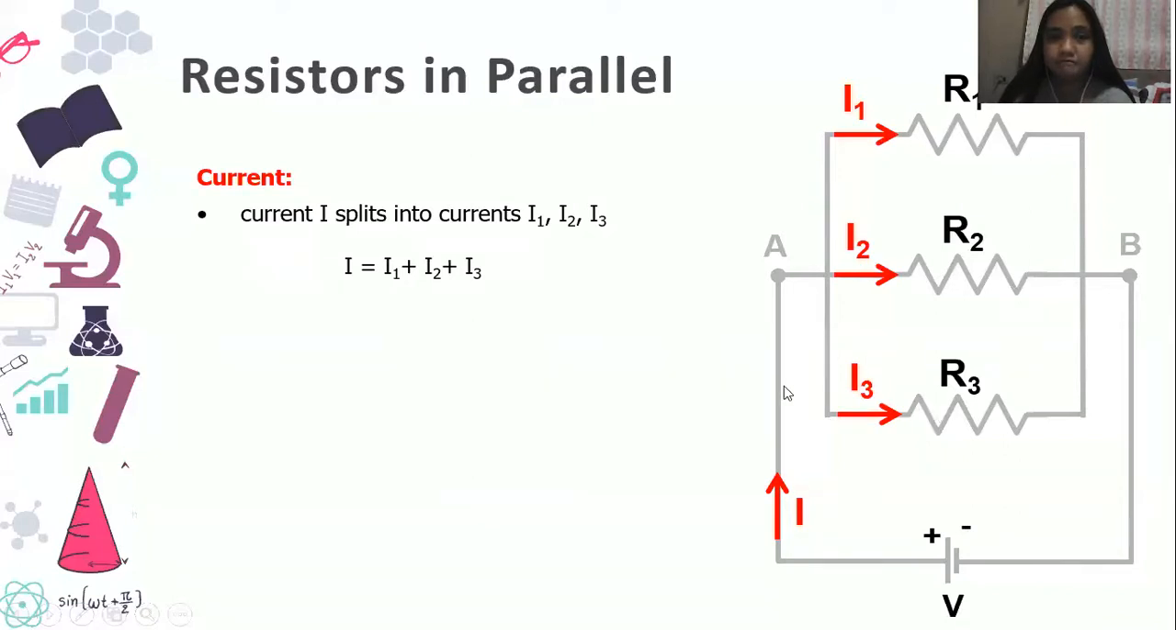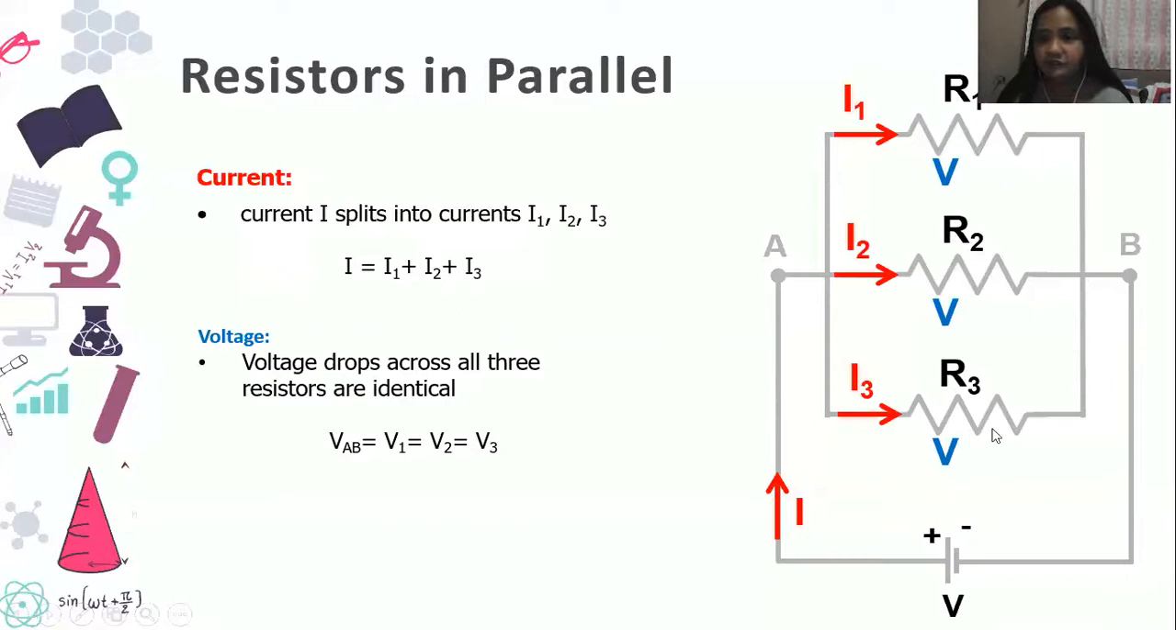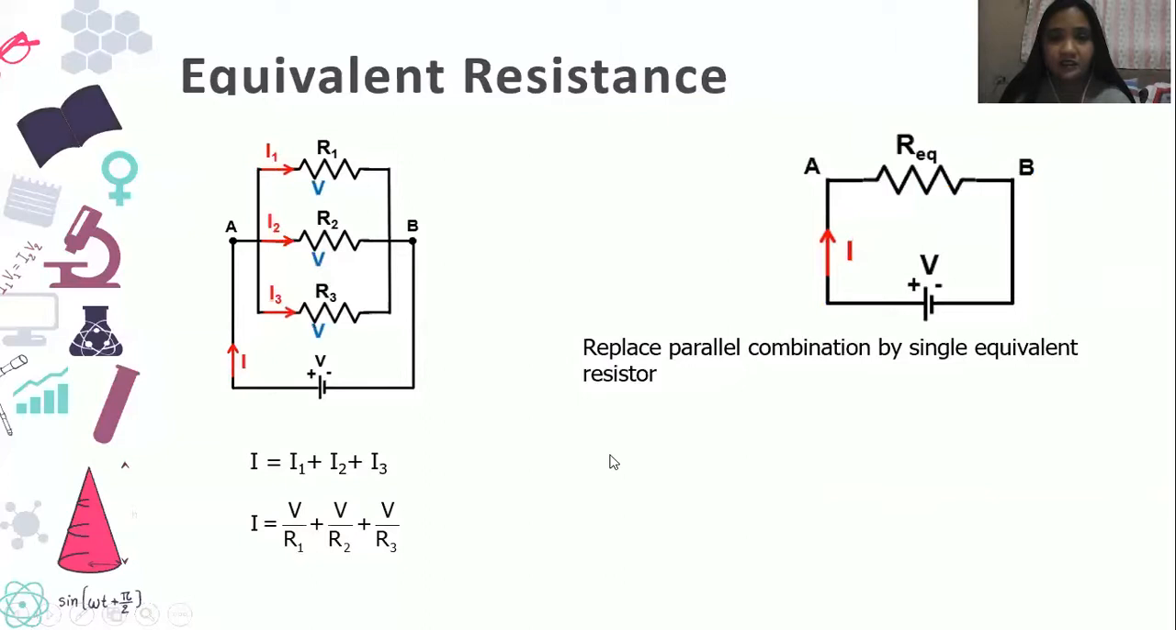Okay. For voltage, it's quite obvious in the circuit. You can see that the voltage across all three combinations will be equal. So whatever V you have here will be the V at R3, will be the V at R2, will also be the V at R1. So we can say from formula that VAB, or V equivalent, is equal to V1 equals V2 equals V3.